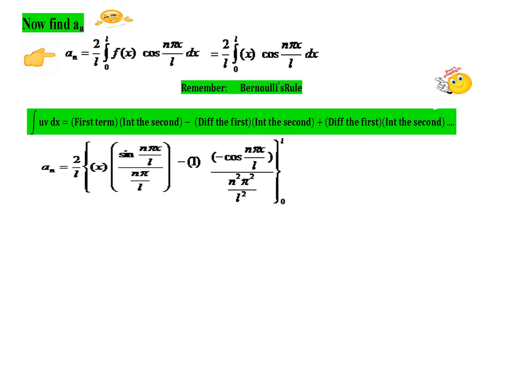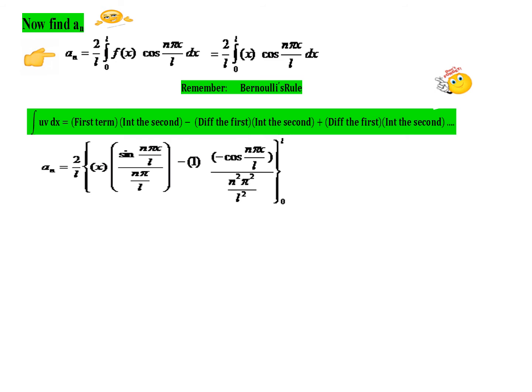So now the integration is over. Why is the integration over? Because when we proceed further, when we differentiate the first term, here the first term is 1. So when we differentiate that, we get 0. So 0 into anything is going to be 0. So this is the end of the integration.